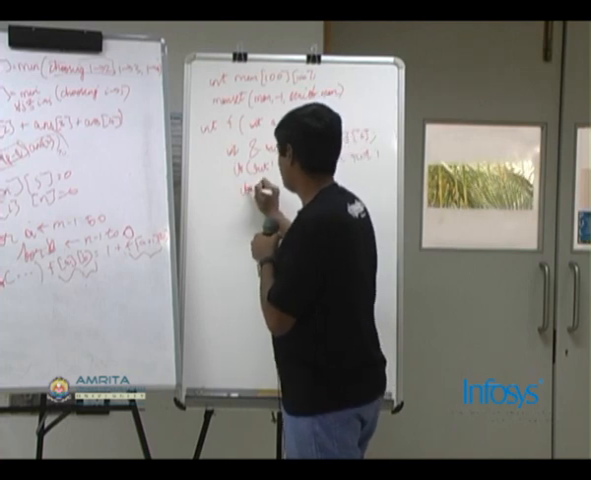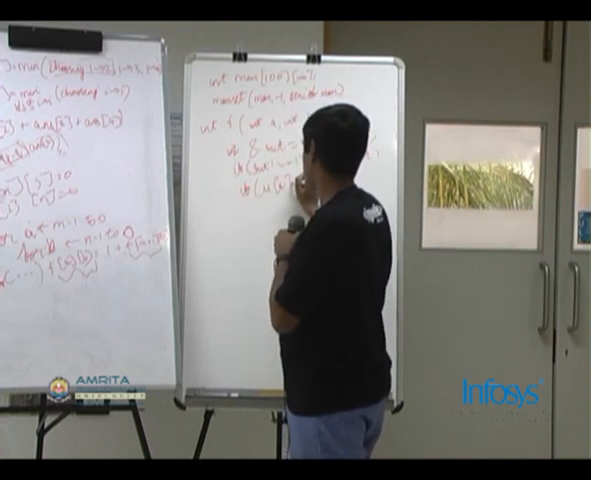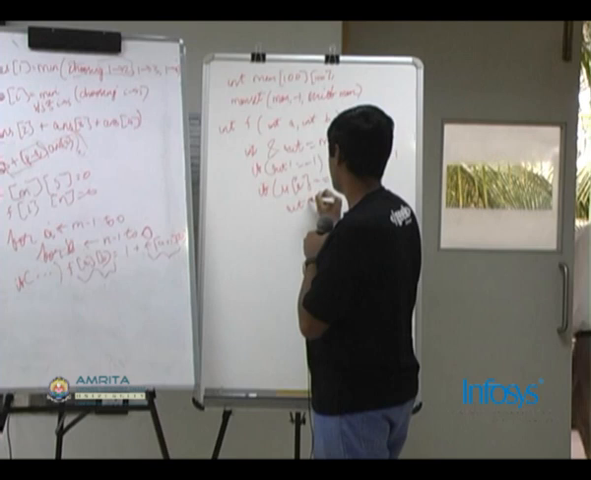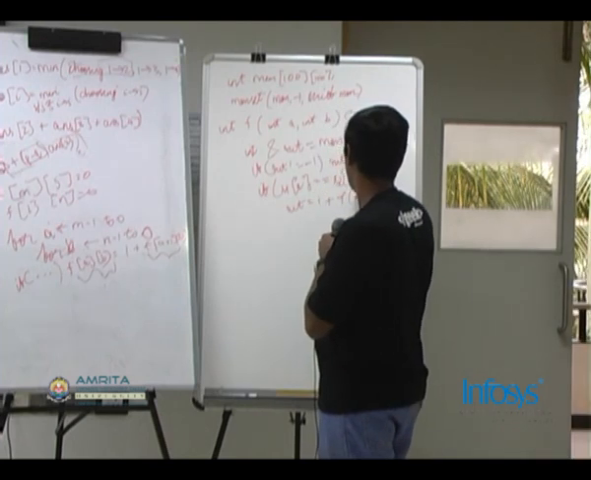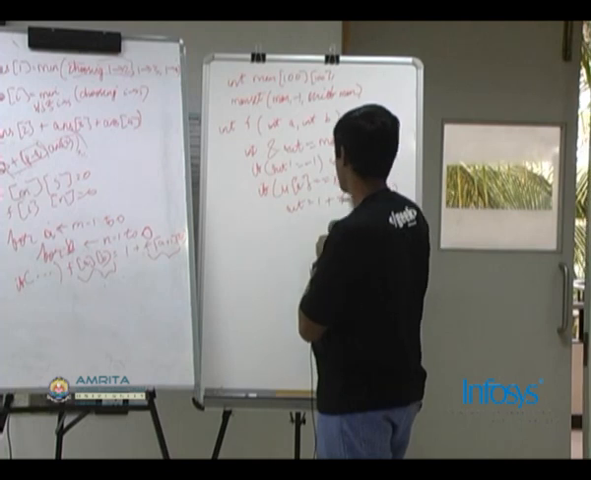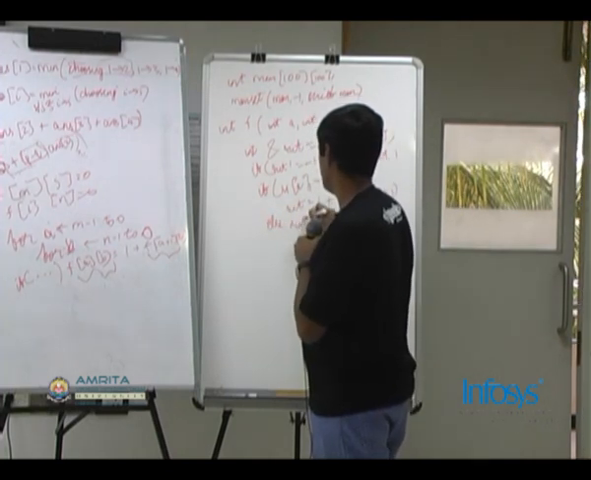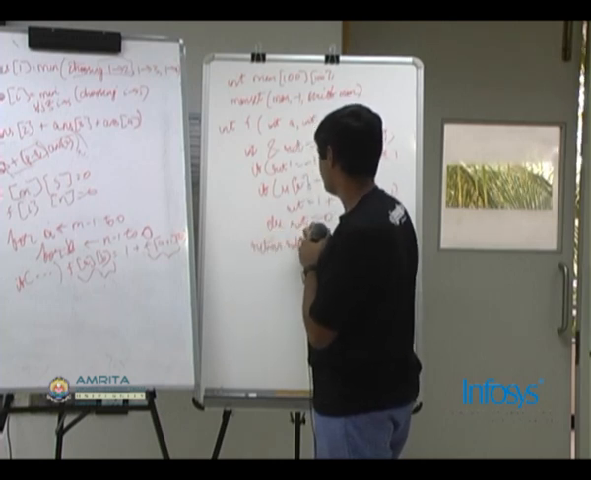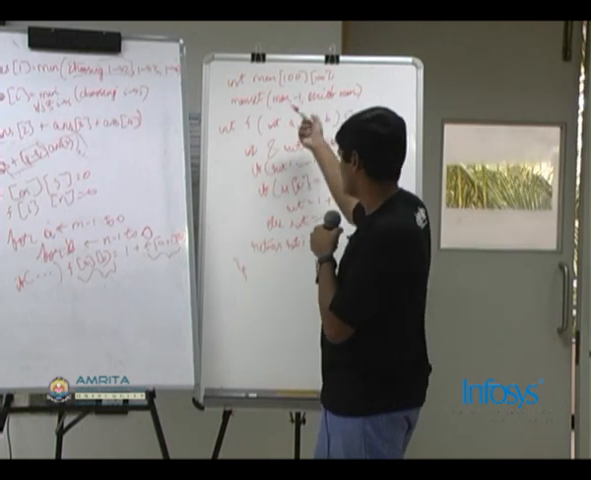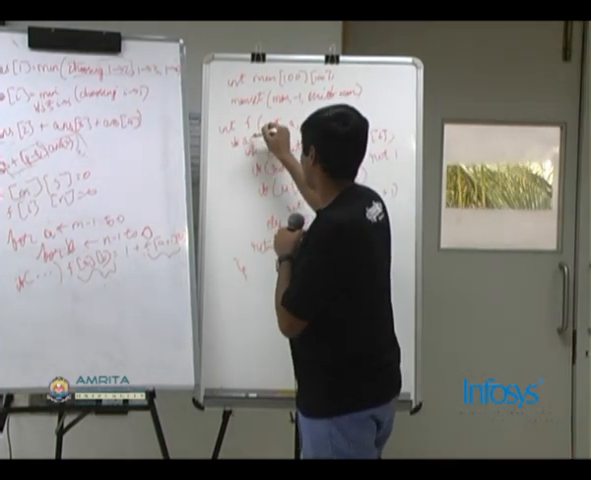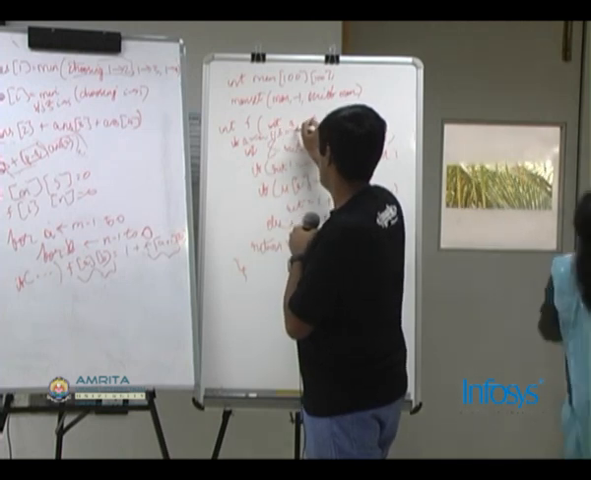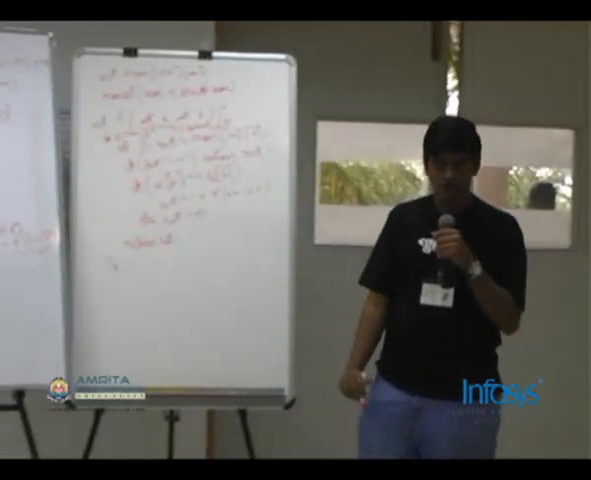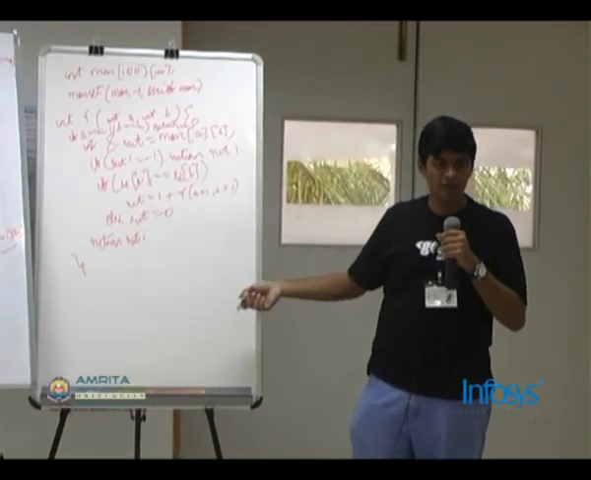So if s1 of a double equal to s2 of b, ret equal to 1 plus f of a plus 1 comma b plus 1, else ret is 0 and return ret. So the only thing which is missing in this code is the base case, which is if a double equal to m or b double equal to n, return 0. So this is the code for memoization.